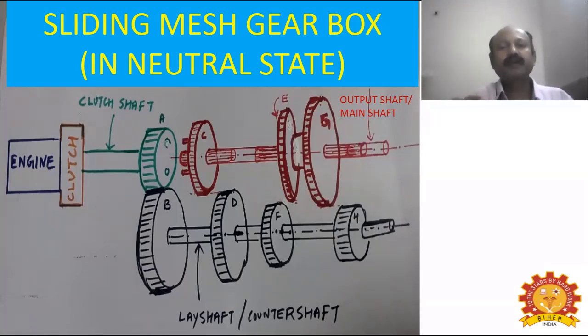At present, main shaft gears are not in mesh with the lay shaft in this diagram, so power is not transmitted to main shaft gears as well as main shaft. So main shaft is not rotating at present.